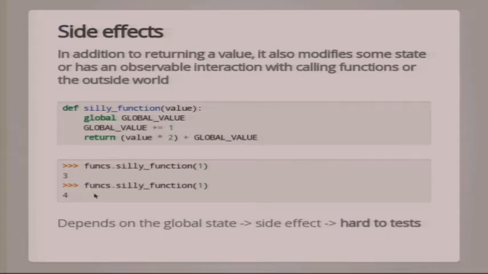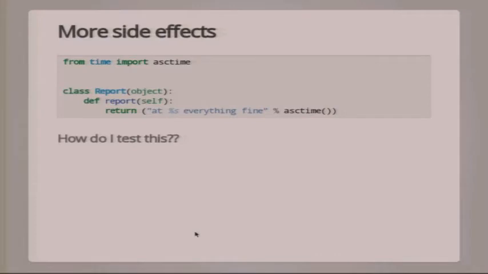So I call this function twice, one after the other, with the same input, and I get two different results. This is an example of how depending on the global state is a side effect, and it makes things harder to test. Another example is this. We have a report function which uses the ask time function from the time module, and this time module depends on the system, depends on the time. So how do I test that the string returned by this is what I want it to be?